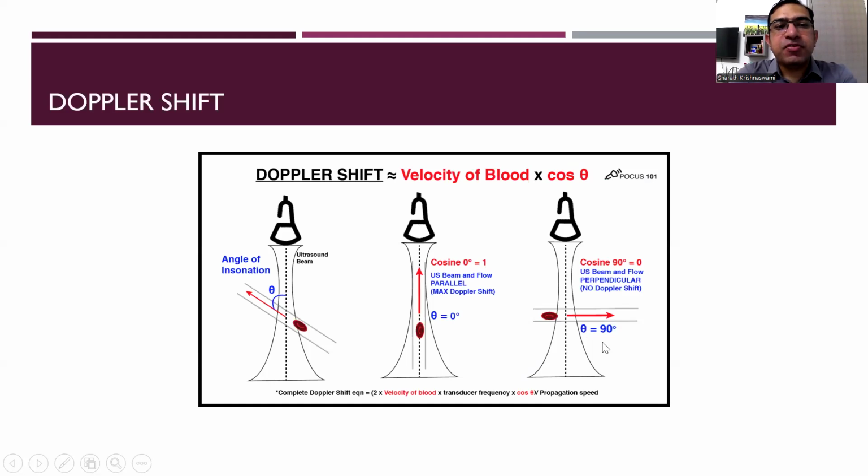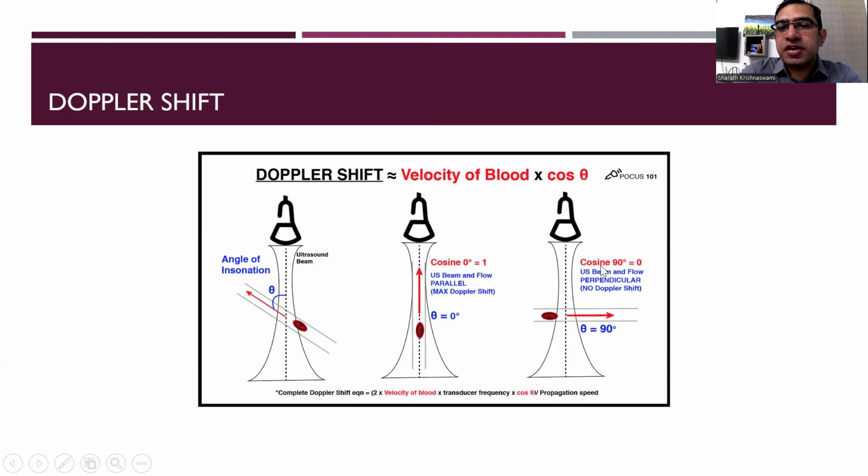If you look at this diagram, you see what the Doppler shift means. It is directly proportional to the velocity of blood and the cos theta. Cos theta is the cosine of the angle of insonation, where theta is the angle of insonation. Here, the ultrasound beam is transmitted to the moving blood in the blood vessel, and the angle it makes is an acute angle. Here, there is no angle between the moving blood and the emitted sound waves, where the cosine of 0 degrees is equal to 1.